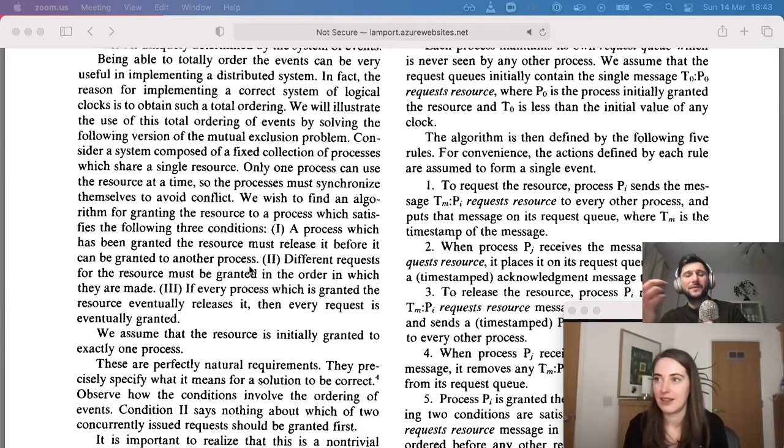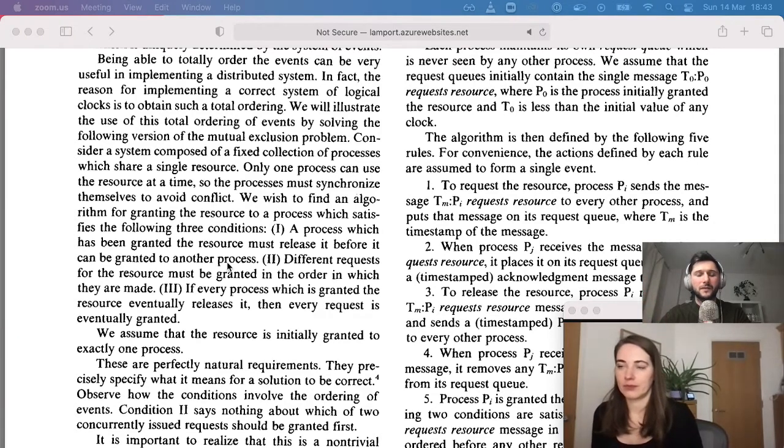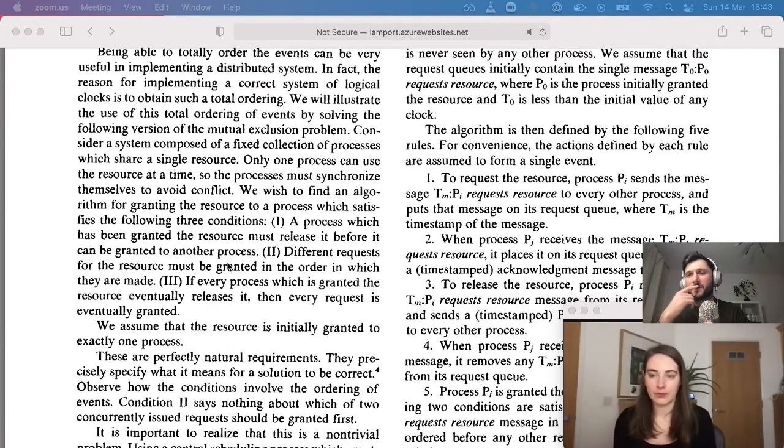And then he goes on to do this exact thing in the context of solving the mutual exclusion problem. If all of these processes want to access a resource, they basically need to do a total ordering for their input queue, and then he goes on to define what an input queue is.